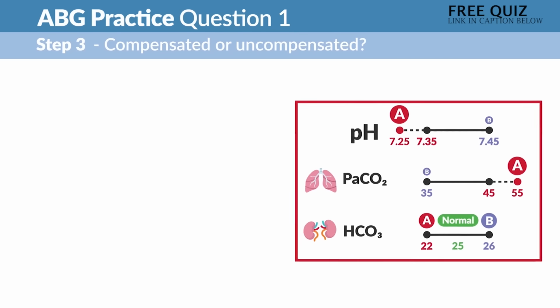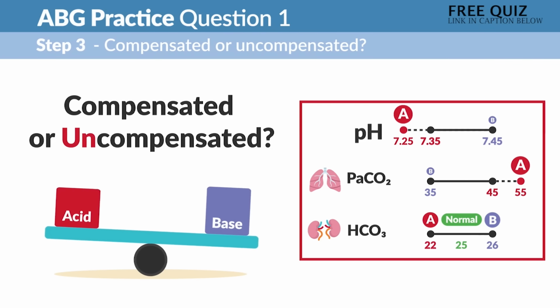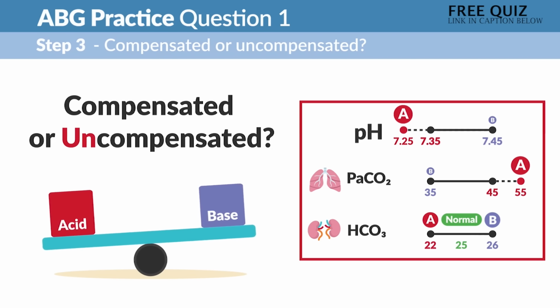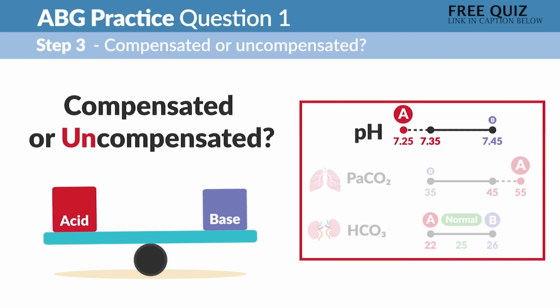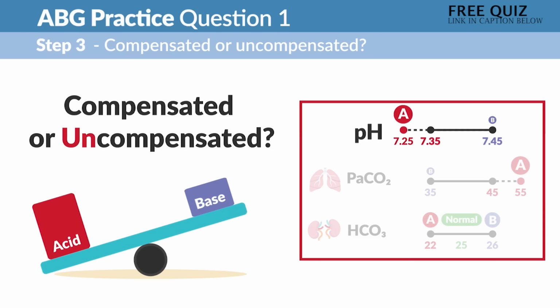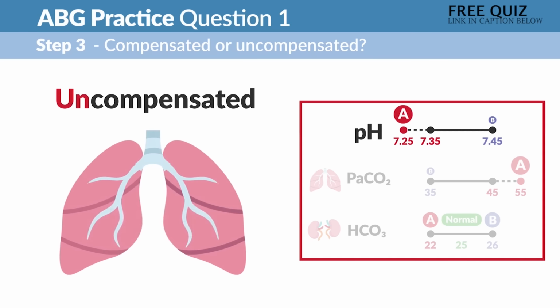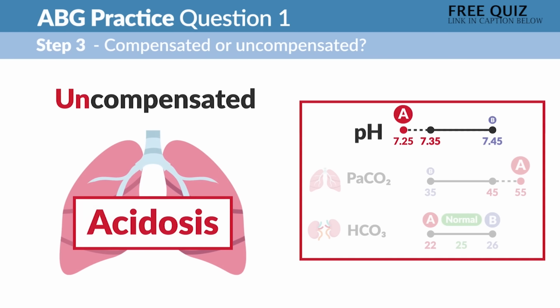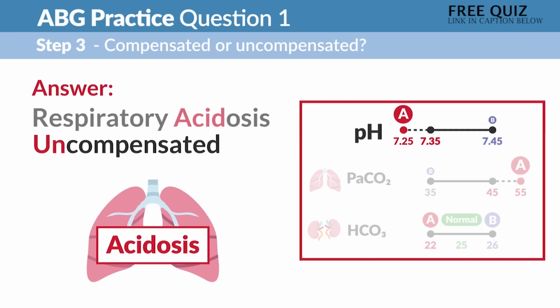Now, step 3, is it compensated or uncompensated? So you have to ask yourself, look at the pH. Is it normal? Well, no, so it's not in balance. It did not find common ground of compensation. So it would be uncompensated, since it's very unfriendly here. So the correct answer is respiratory acidosis, that is uncompensated.